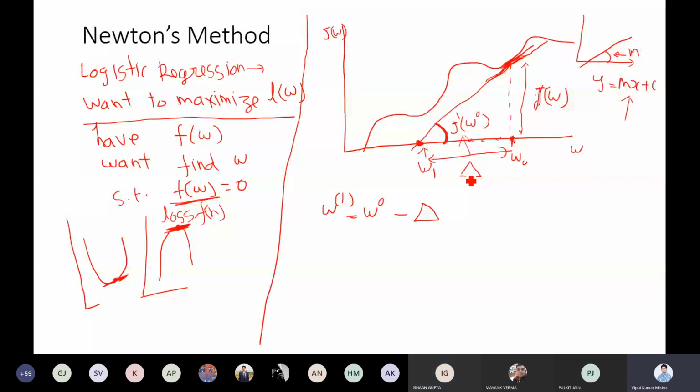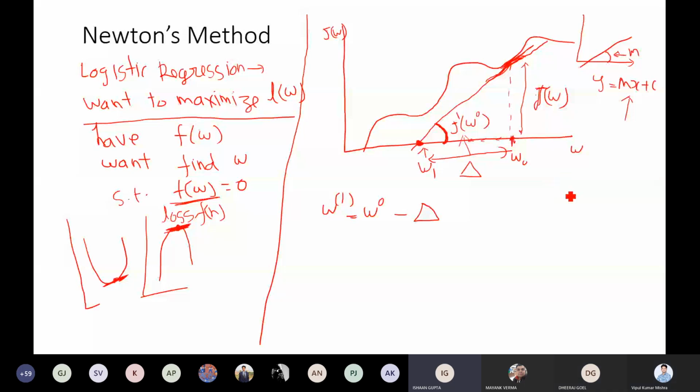Now we want to find out this delta. As you can see, it is a right angle triangle. So how can you find out this delta value? Suppose we know J of W and we know this angle J dash, then we can find out the delta value. Yes sir, so in that case, cos of J dash equals J of W by delta. Actually, it should be tan.